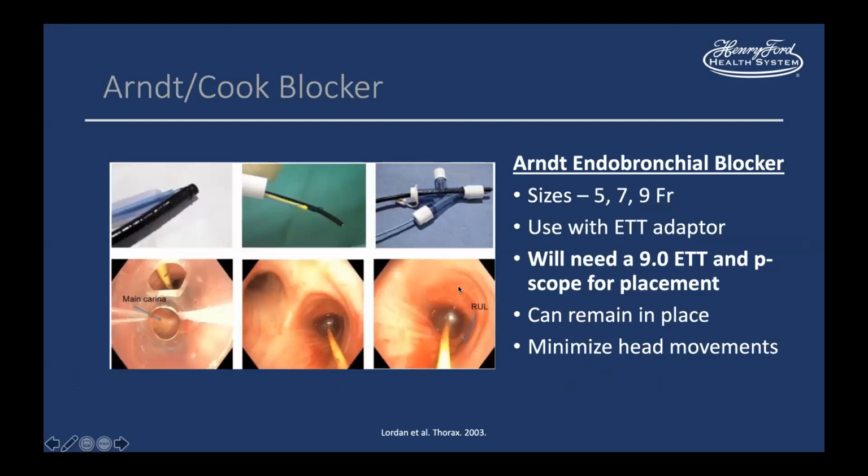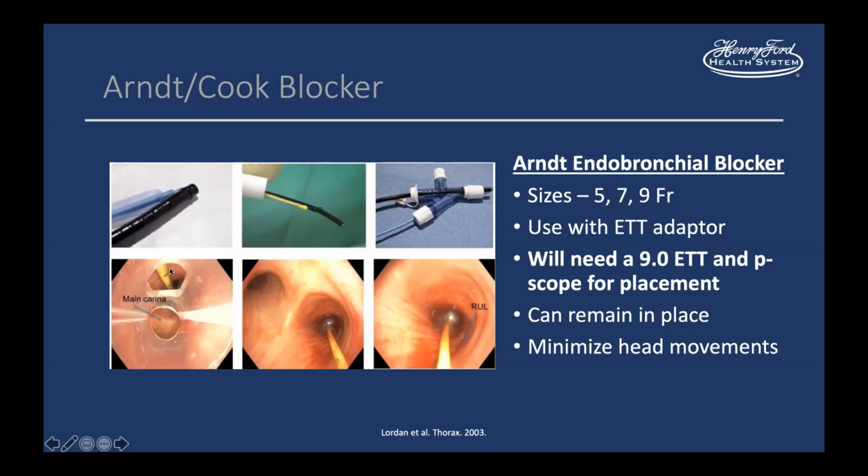The main benefit of this one is that it can stay in place without the bronchoscope in there. It comes with an ET tube adapter. What you essentially do is, after you put this ET tube adapter on, the balloon gets lassoed onto the tip of your bronchoscope, and then you drive your bronchoscope down to wherever you want to place the balloon, and then you place it and you inflate.